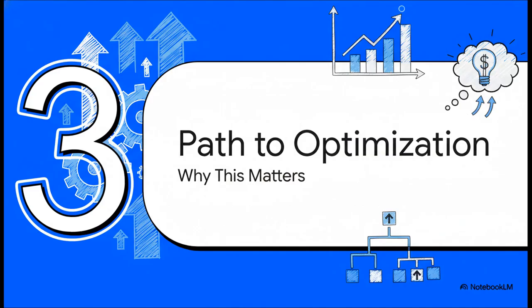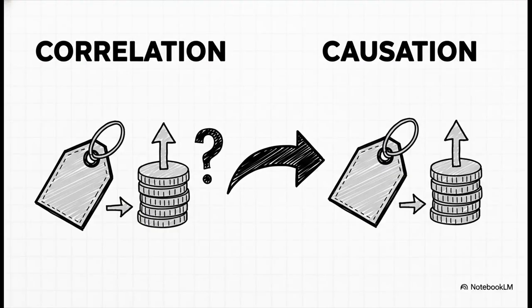Okay, so let's bring this all home. Let's talk about the path to optimization. Why does any of this really matter for you? What's the big takeaway here from making better business decisions? It's because this tool, this way of thinking, allows you as a business leader to make the single most important leap in all of strategic thinking. It lets you move from correlation to causation, and those are two very different things.